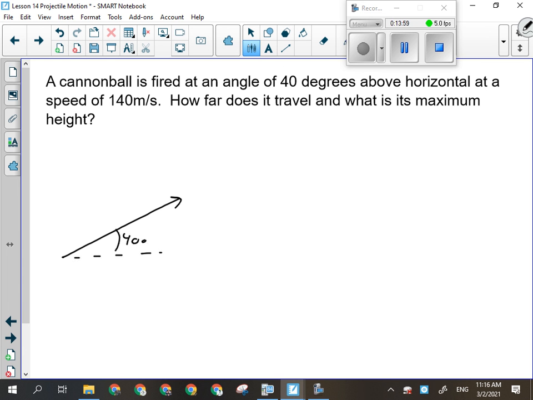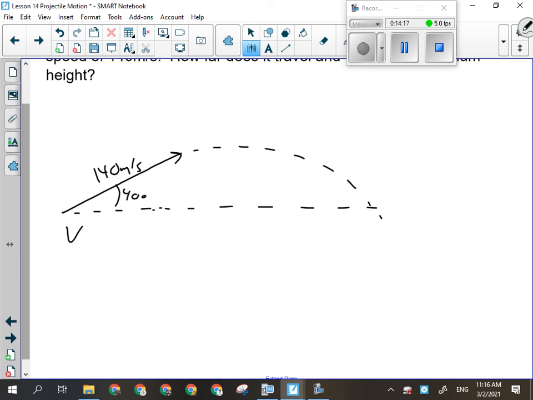Okay, and 140 meters per second, not a very fast cannonball. It's going to follow an arc down to the other side here. Since we're not told otherwise, we assume launch and impact points are at the same height, so our overall displacement is 0. We're looking for how far it travels and its maximum height.